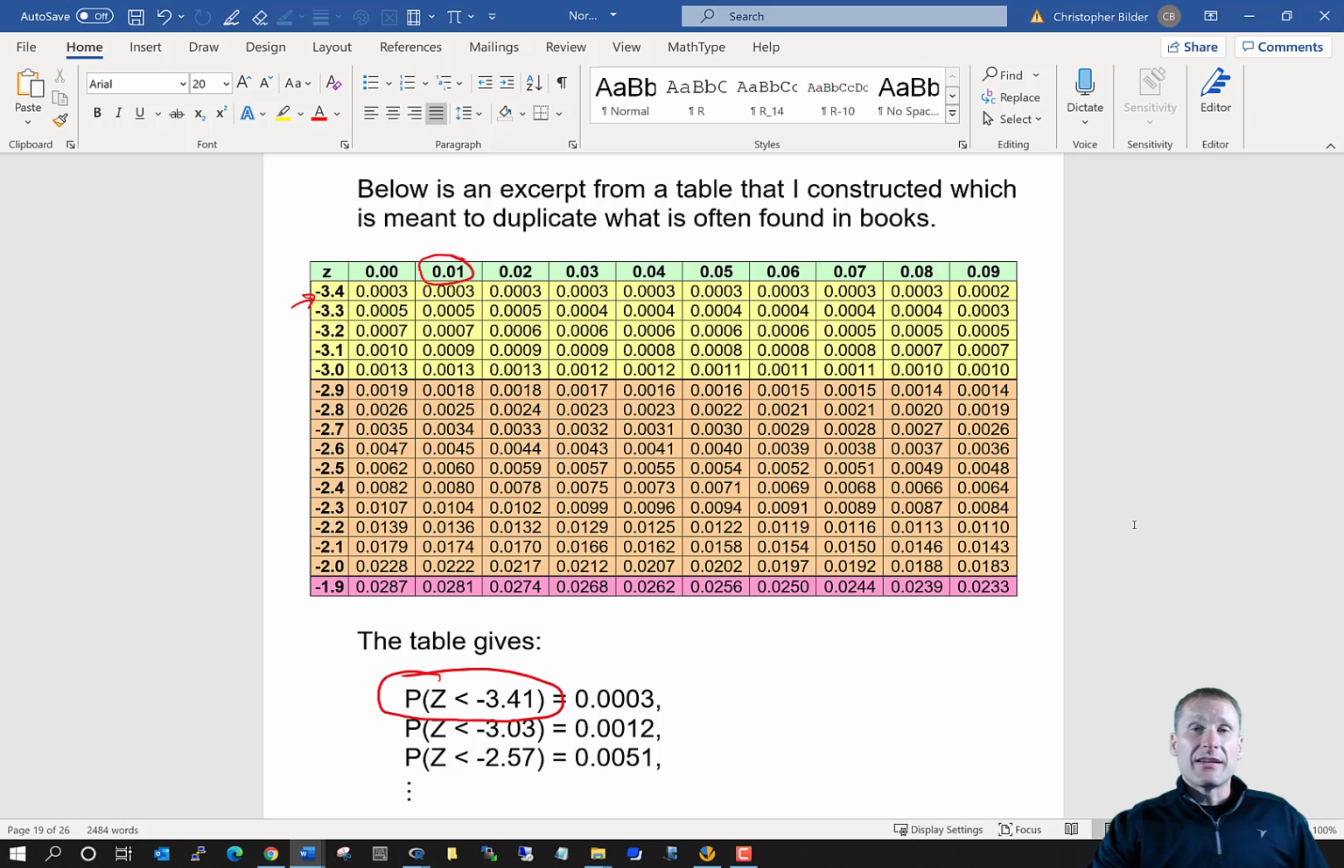So notice if I were to take negative 3.4 plus 0.01, I get negative 3.41. And then I match up that row with that column, and I get 0.003, and that's your probability. Let's look at one more example. Suppose I want the probability z is less than negative 2.57. So I find negative 2.5, I find 0.07, I come over to match up the row and the column, and I get 0.0051. That's how people used to, and still some do, find probabilities associated with a normal distribution.